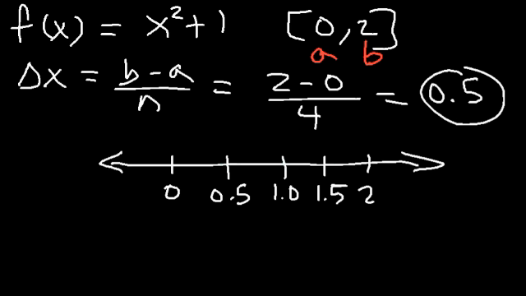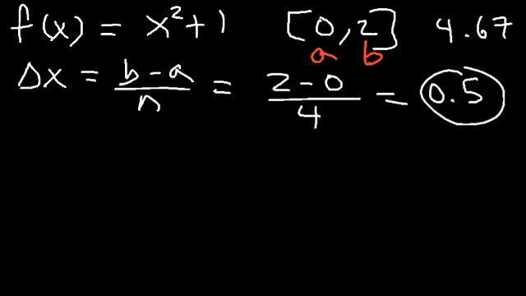Now, if you want to use the midpoint rule, choose the 4 points in the middle: 0.25, 0.75, 1.25, and 1.75. Now keep in mind, the exact answer is approximately 4.67. Let's see how close our approximation is going to be to that answer. So let's begin.